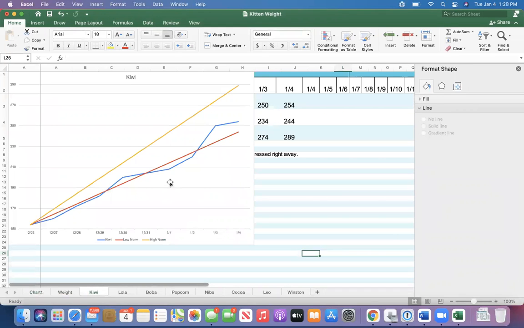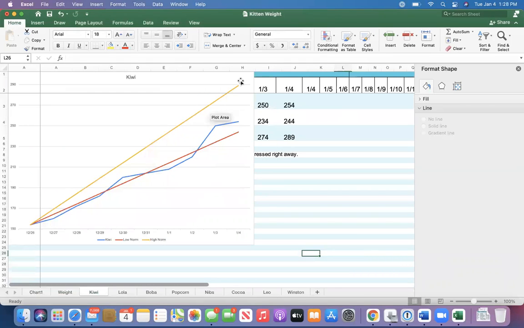And what I did is I showed what the low norm would be if they gained 10 grams per day, and what the high norm would be if they gained 15 grams per day. And it made a kind of V shape. You can see the red line is the low norm and the yellow line is the high norm.